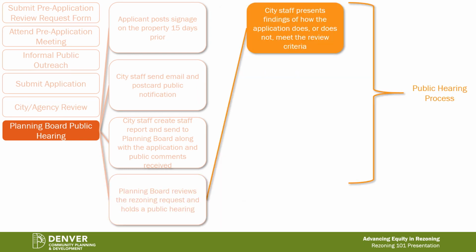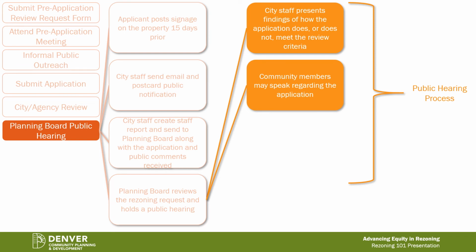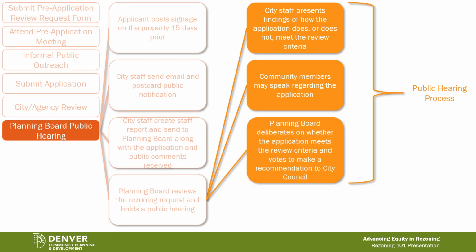At the public hearing, city staff will present findings on how the application does or does not meet the review criteria. Then community members may speak regarding the application. Then finally, Planning Board deliberates on whether the application meets the review criteria, and then they vote to make a recommendation to City Council.